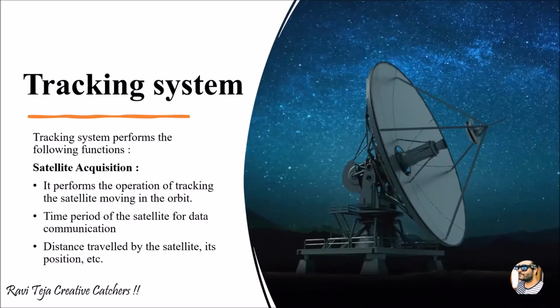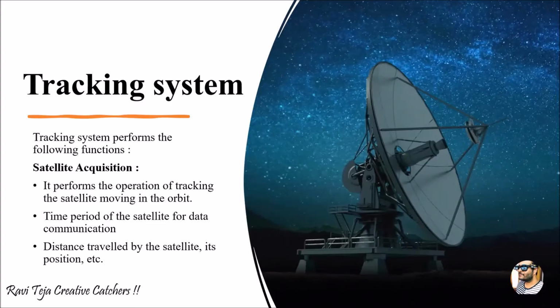A satellite does not stay stationary in the orbit, right? It keeps on moving around this particular earth. So we can also calculate how much distance a satellite has traveled, and we can also calculate the position of it. The whole process can be done using a tracking system present in the earth station. Every process can be done from the earth station, which is located in a particular area.